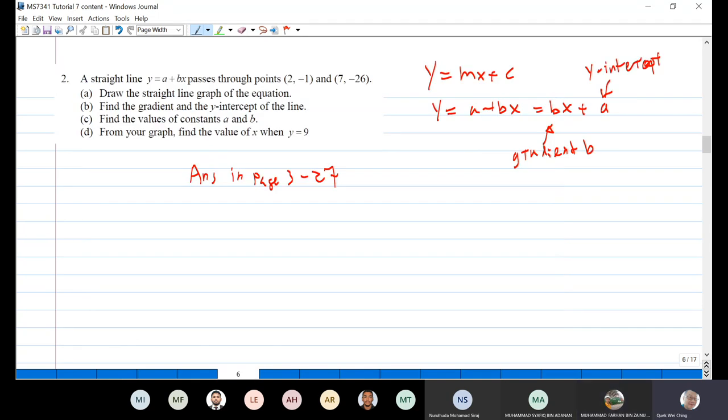Question two is similar to question one. The only thing is they use A and B here. y equal to A plus BX here. So you must change a little bit here, because normally we use MX plus C. So the number before X is called gradient. So gradient is actually B. B is gradient now. Then A is the y-intercept now. So do a similar thing for this question, and then you are able to answer question two, right?